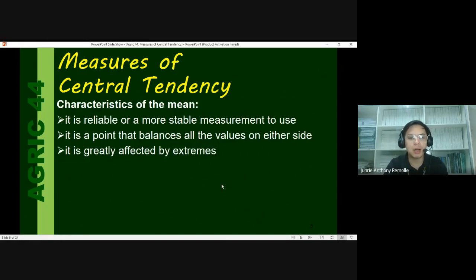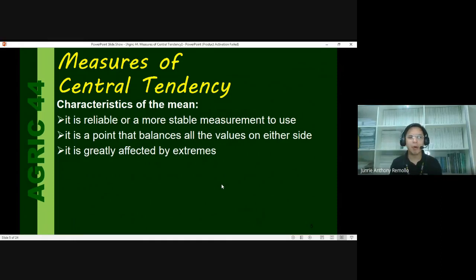The characteristics of the mean: it is a reliable or more stable measurement to use, it is a point that balances all the values on either side, and it is greatly affected by extremes. Of course, we can say that it is reliable or more stable. For example, if we want to measure the scholastic capability or record of a particular student, we can obtain it by getting the general weighted average, or the GWA. It's actually the mean that we are computing in order to obtain such a value.